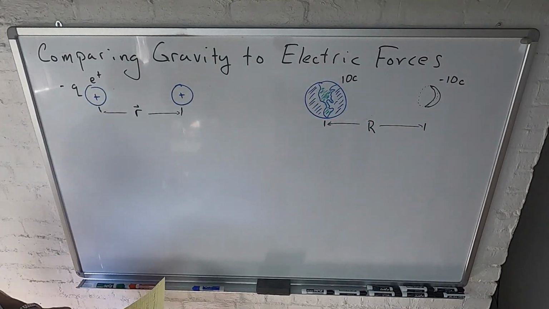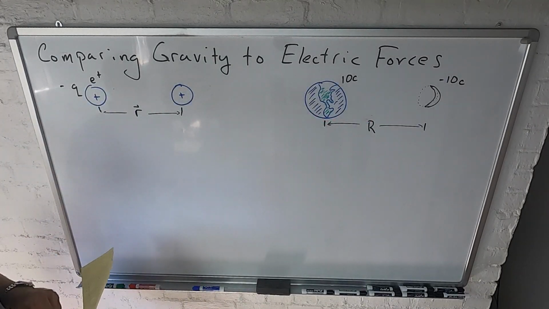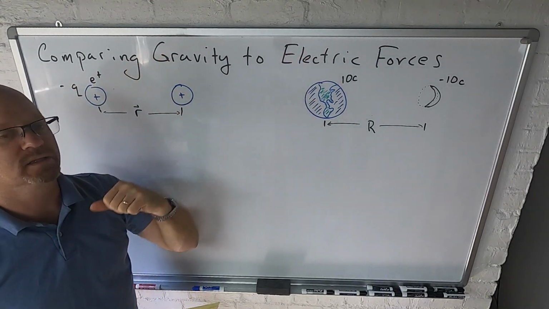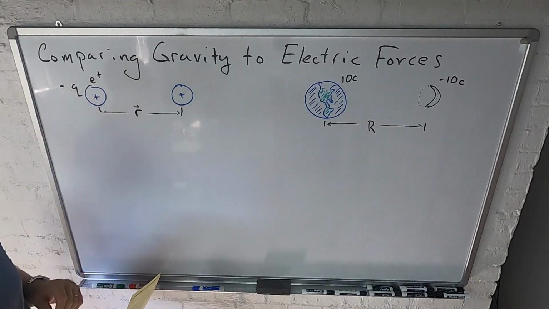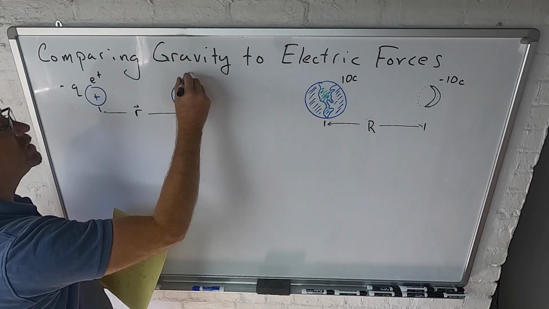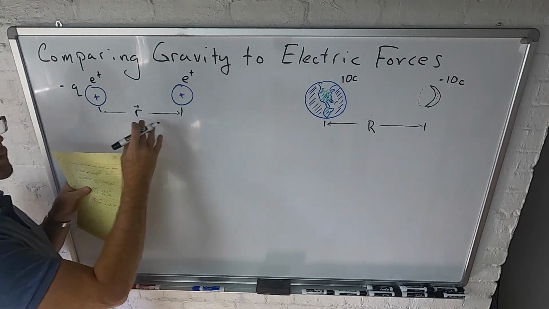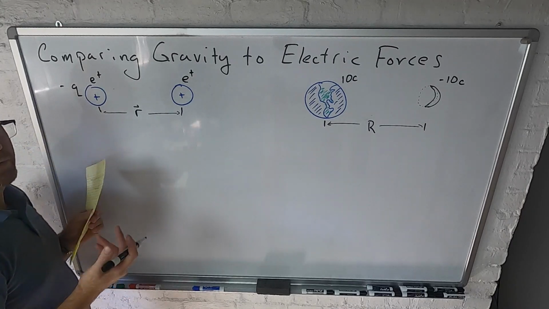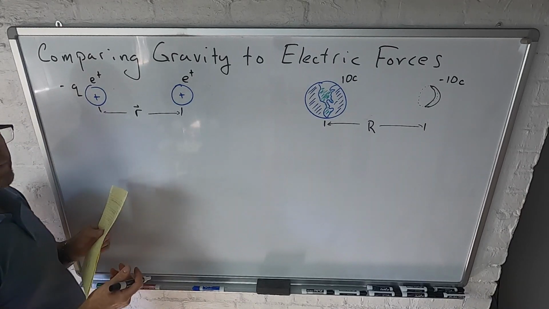Okay, so what I'd like to do now is do a quick example to show you the difference between the gravitational interaction and the electric force interaction between, for example, two protons. Here's a proton and a proton. These will repel each other due to their electric force, but they will also attract each other due to their gravitational force. And we're going to compare those two things.